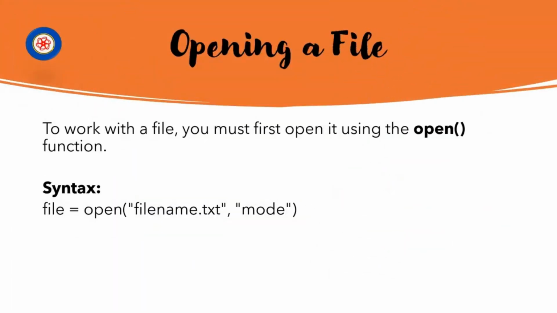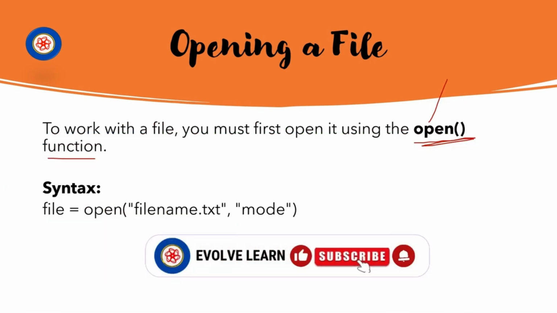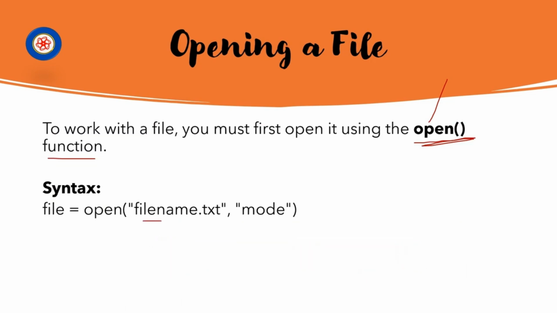To open a file in Python, we use the open function. The open function is a Python built-in function used to open a file. It takes two main arguments, the file name and the mode in which you want to open the file. This is the name of the file you want to open. It can also include the file path if the file is not in the same directory as your script.